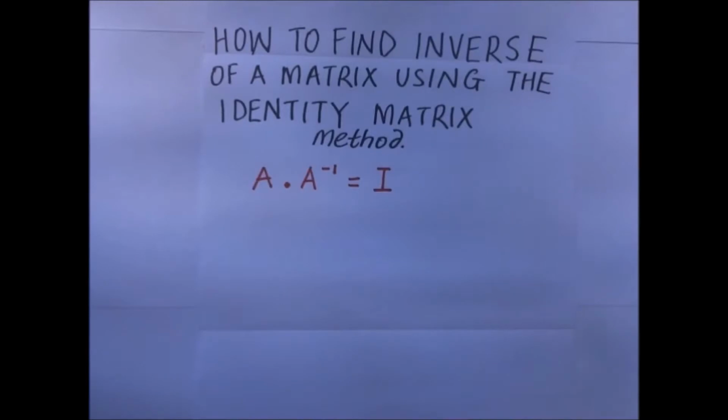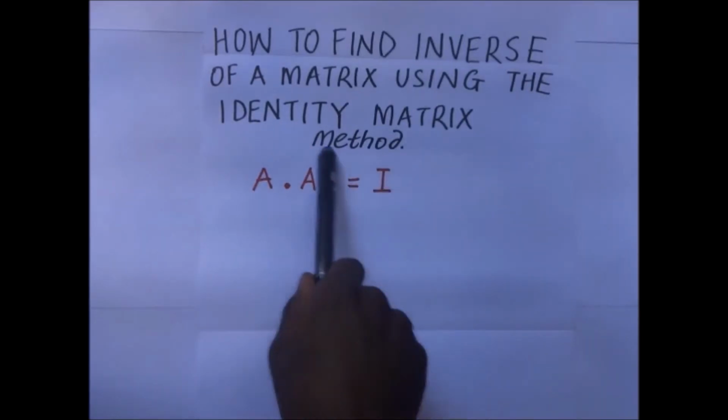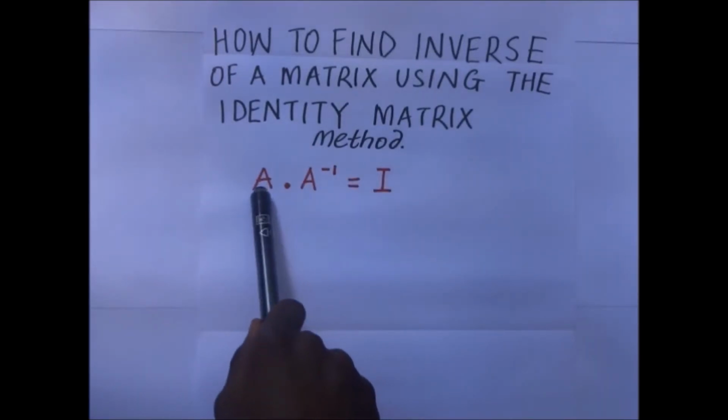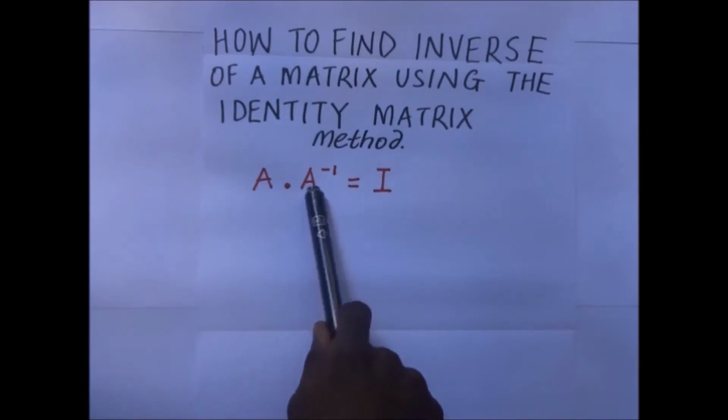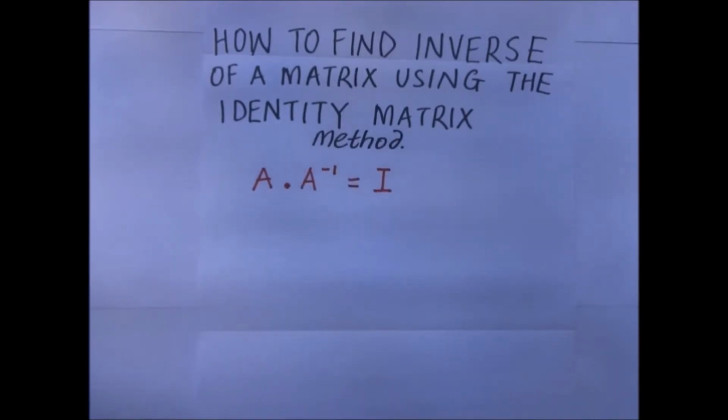How to find the inverse of a matrix using the identity matrix method. In our previous videos, we explored another method. In our last video, we talked about how we find the inverse of a matrix, but we were using a different method from this one. Now, in this method of finding the inverse of a matrix using the identity matrix method, we are using the property that when you multiply a matrix by its inverse, you're supposed to get an identity matrix.